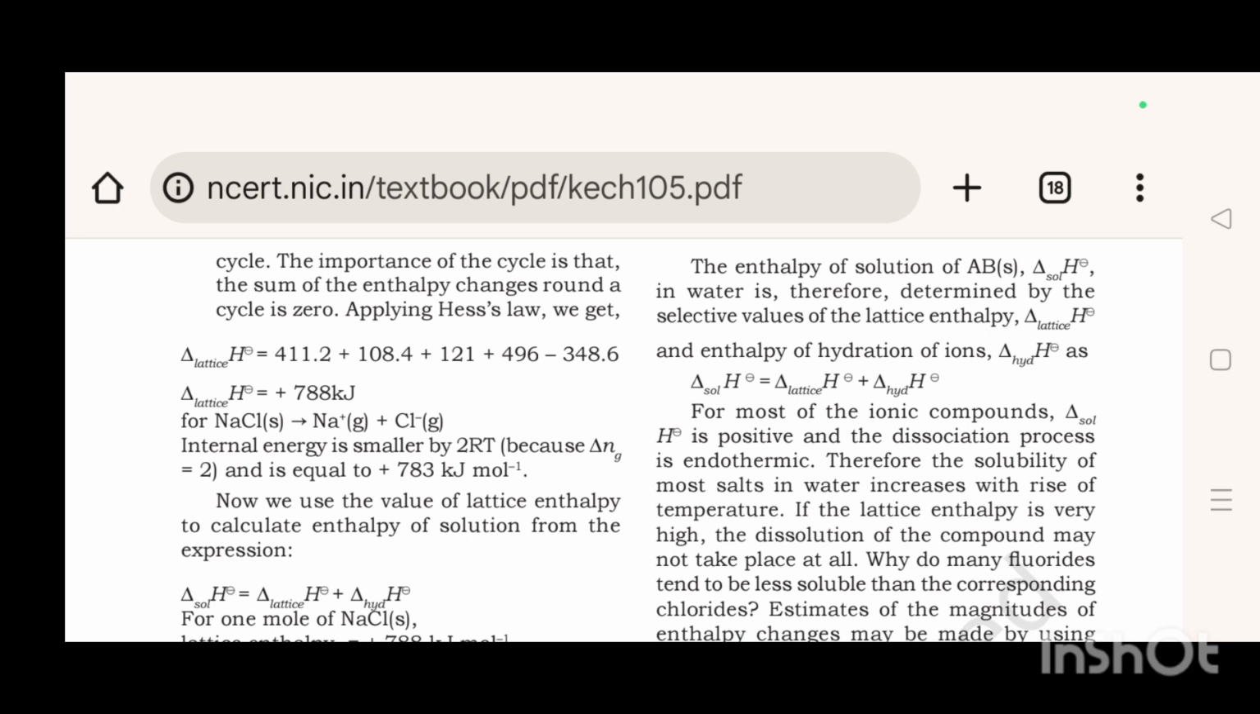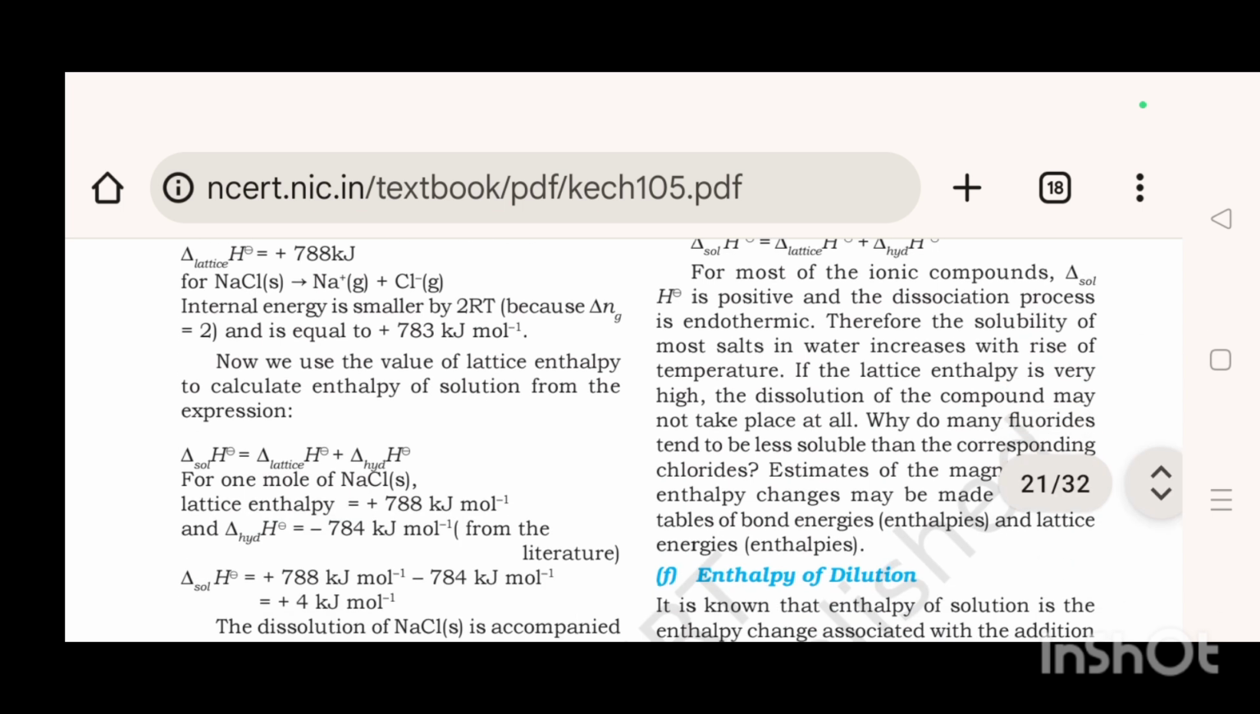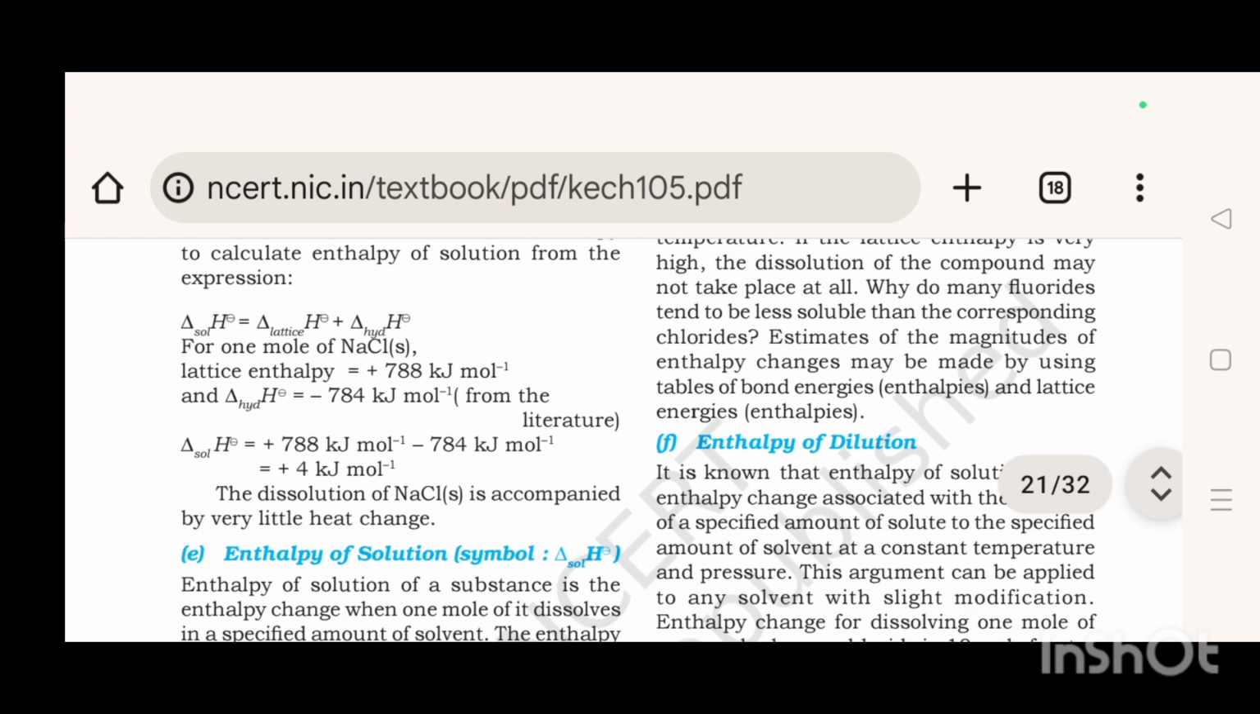Internal energy is smaller than 2RT because delta ng is equal to 2, and is equal to plus 780 kilojoule mole inverse. Now we use the value of lattice enthalpy to calculate the enthalpy of solution from the expression. For 1 mole of NaCl, lattice energy is plus 788 kilojoule mole inverse, and delta H is minus 784 from the literature.